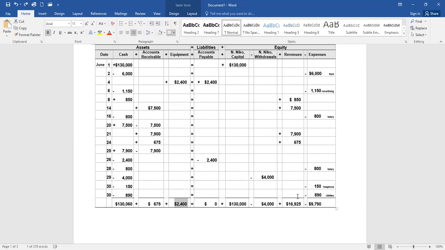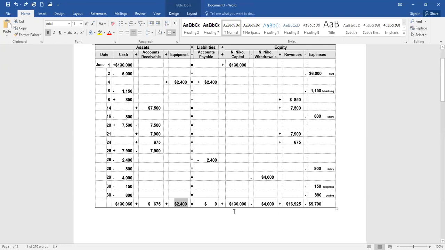We want to know all the revenue that the company earned by performing their maintenance service for customers during the month. We'll add those up. They had $7,500, $7,900, and $675. So a total of $16,925. And then, although expenses decrease the accounting equation, we want to know the total amount of the expenses. So we have $6,000 plus $1,150 plus $800 plus $800 plus $150 plus $890, $97.90.